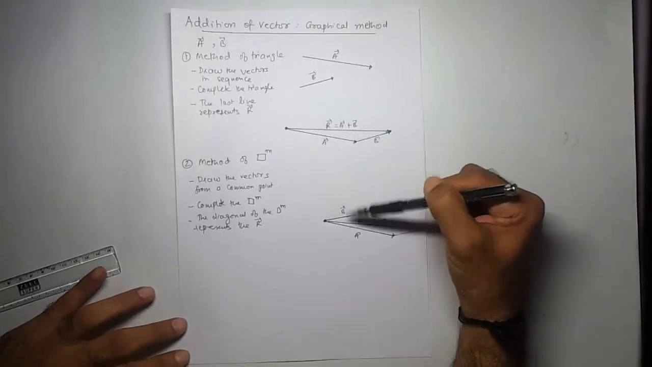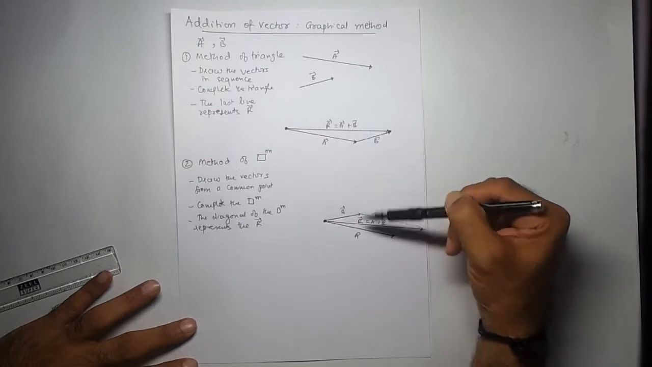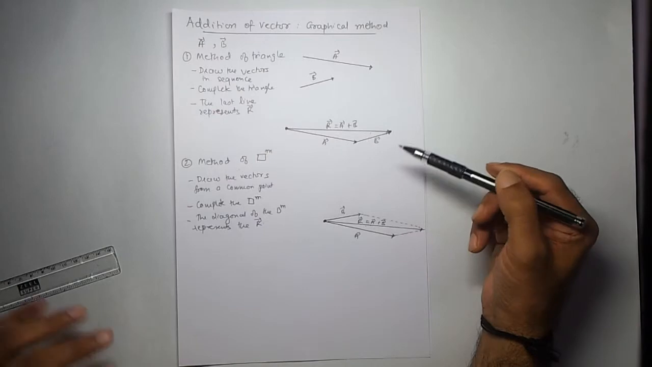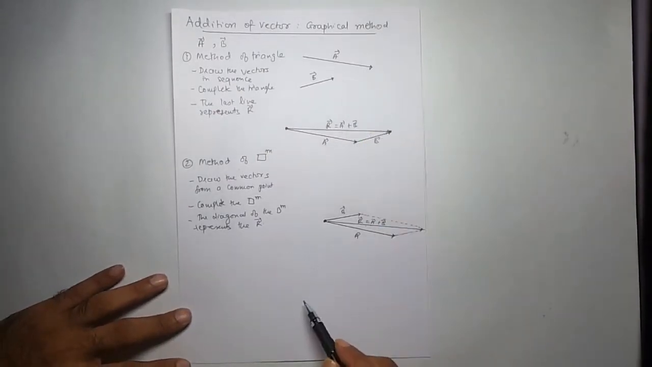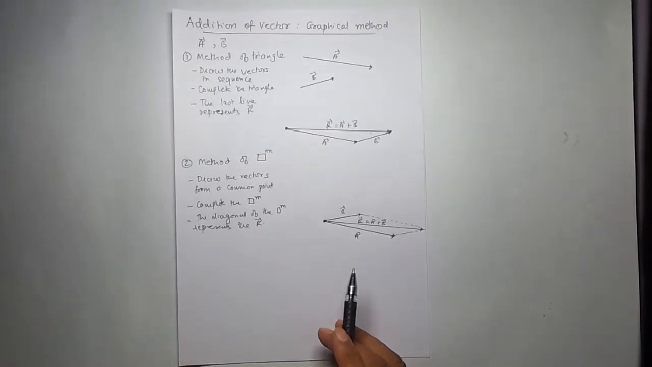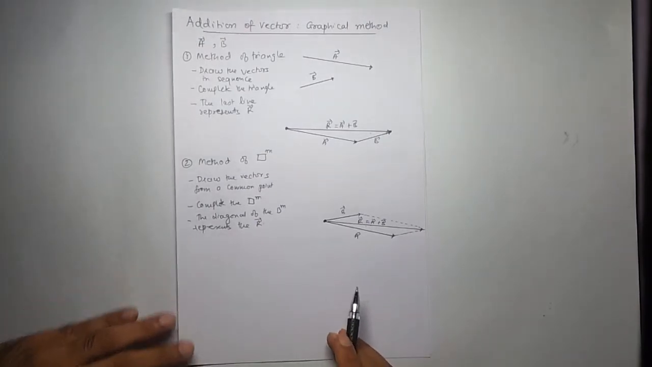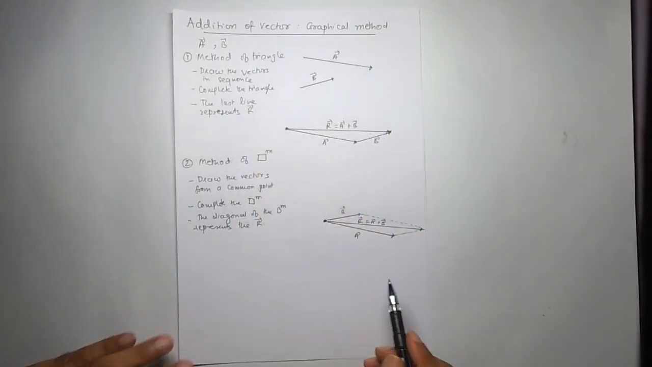Please note that both methods will yield the same result. If you look at the resultant here and the resultant here, you can see they point in the same direction and have the same magnitude. So you can choose any method you want to obtain the resultant of two vectors A and B. In the next video, we will look at addition of vectors and study the analytical method of adding two vectors. Thank you.